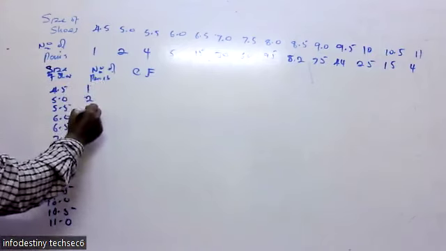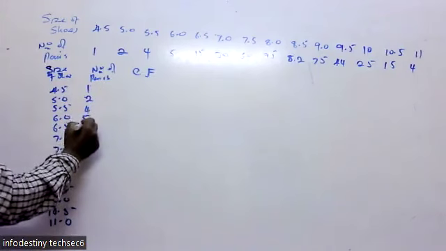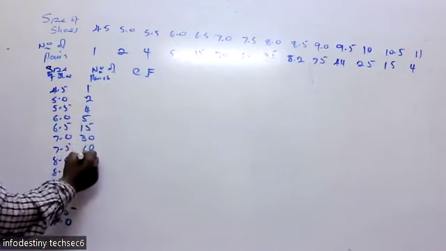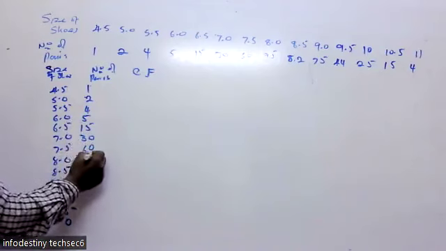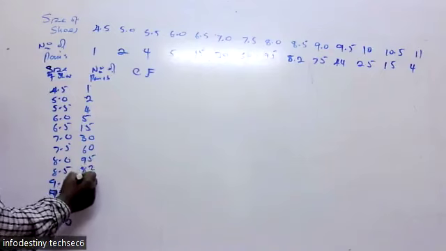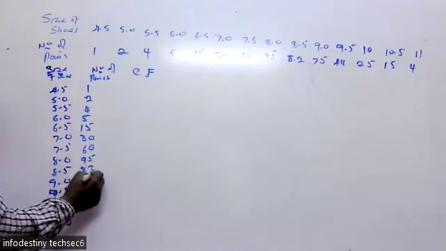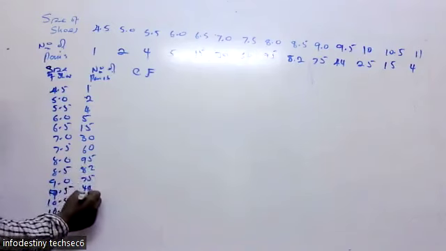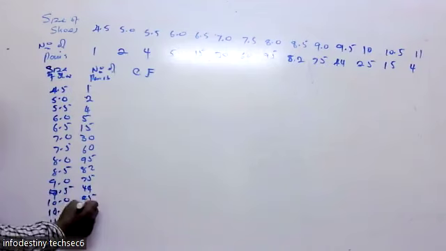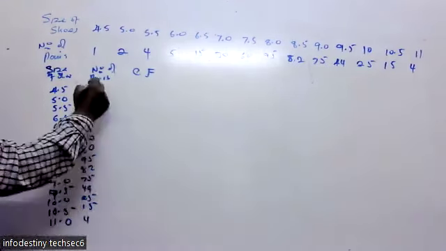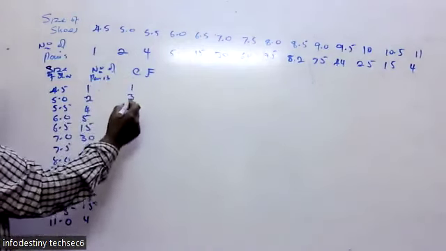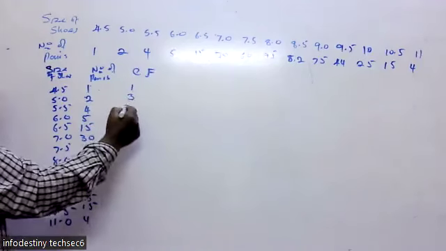So this is going to be 1, 2, 4, 5, 15, 30, 60, 95, 82, 75, 44, 25, 15, and 4. Cumulative: 1, this plus this, 3, this plus this, 7.